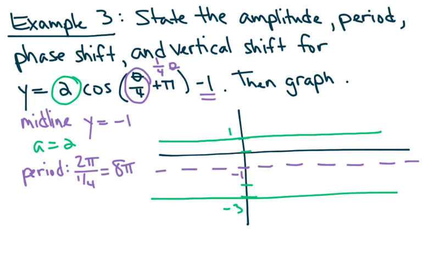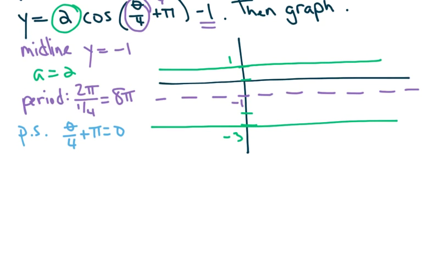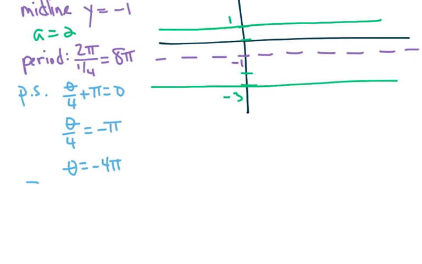Now I got to figure out what the phase shift is. The phase shift, you're going to take what's in the parentheses and set it equal to 0 and solve for theta. So first you're going to subtract pi, and then you have to multiply by 4. So the interval on which we're going to graph this is always the phase shift until the phase shift plus the period. So we're going to graph this from -4 pi to -5 pi.